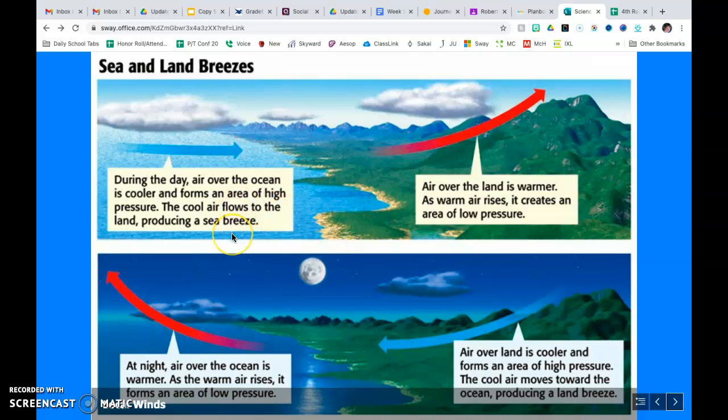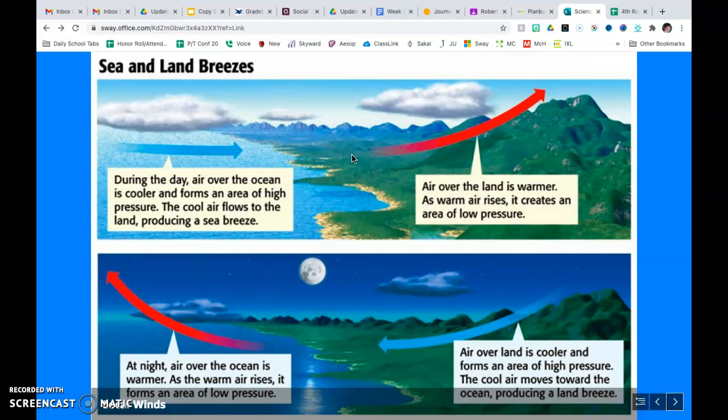So during the day, the air over the ocean is cooler. It's cooled by the water. This forms an area of high pressure. The cool air flows to the land, so it's moving this direction to the land, and it produces this cool sea breeze that you have. So when you're along the coast, even though it's hot outside, you're normally getting this cool breeze off of the water due to this high pressure that's being created. So it's not as unpleasant as if you went inland.